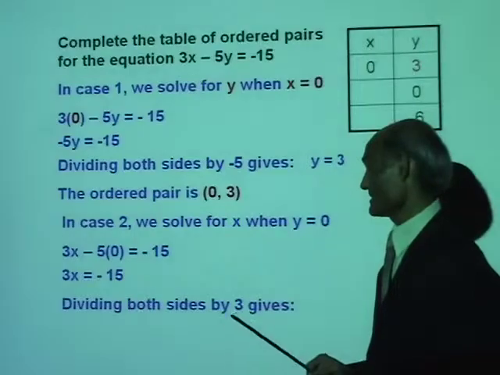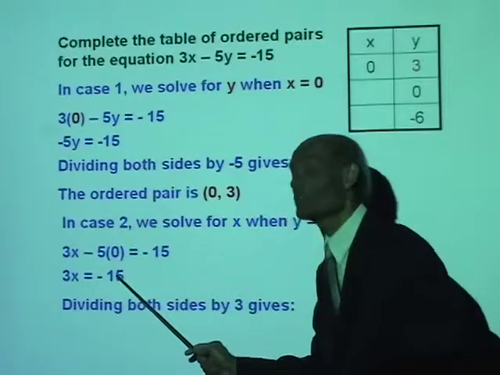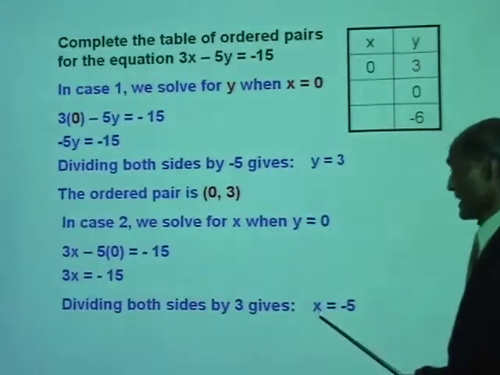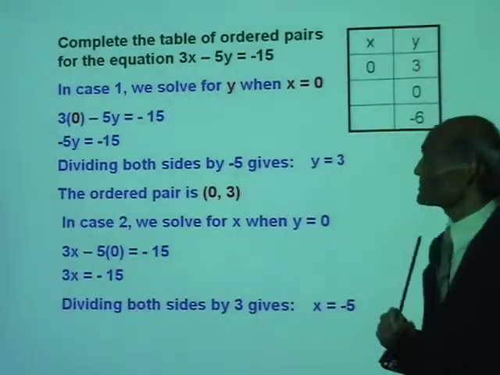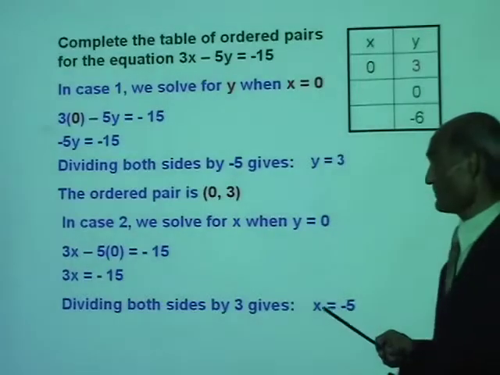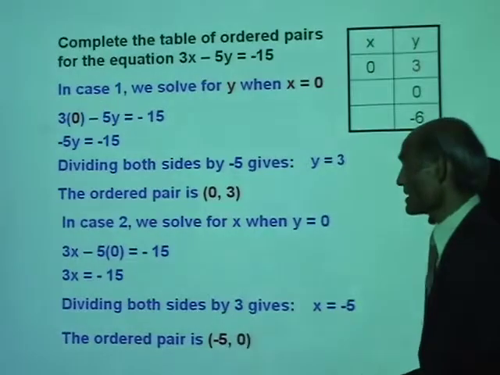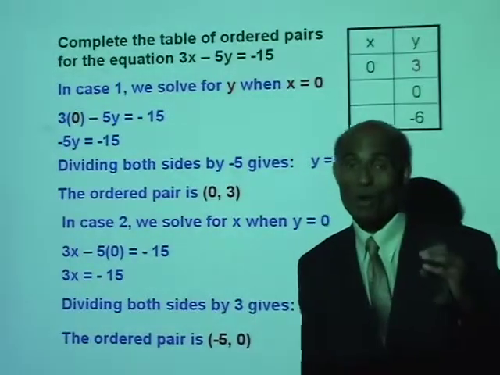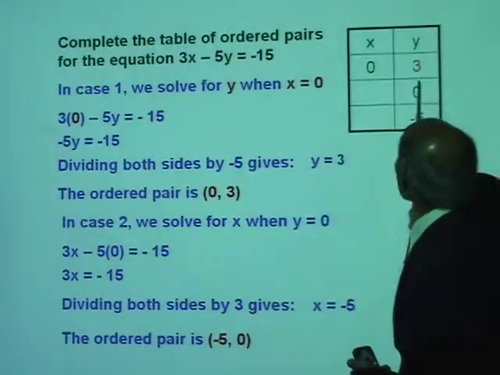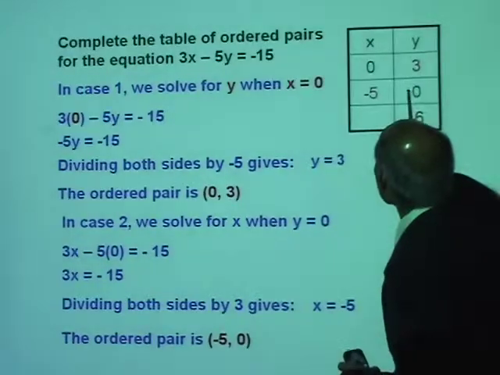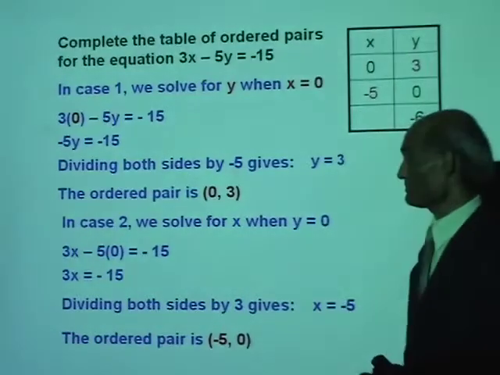And then what do you get? Well, if you divide this side by 3, you get x. Divide the right side by 3, you get negative 5. So x equal to negative 5. When y equal to 0, x equal to -5. How do you write that ordered pair? Well, that ordered pair is this, (-5, 0). Remember, an ordered pair always comes with the value of x first. So when y equal to 0 happens, it is for x equal to -5.